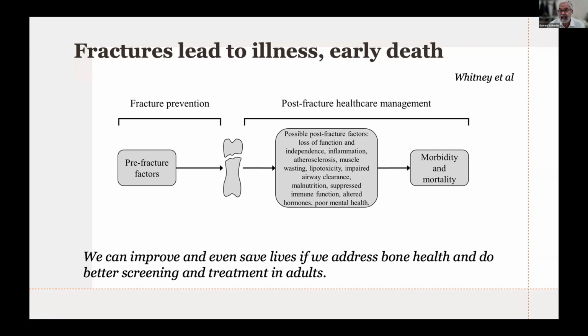Respiratory disease and other problems happen more commonly in people with cerebral palsy than in adults who don't have cerebral palsy after they have a fracture, which leads to greater morbidity, which means illness, not being able to move around and having pain, and mortality, which means dying. So we can improve and even save lives if we address bone health and do better screening and treatment in adults. Next slide, please.